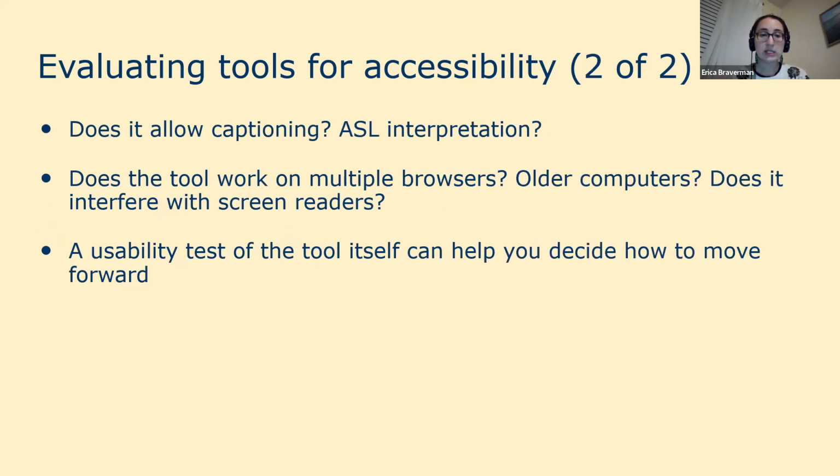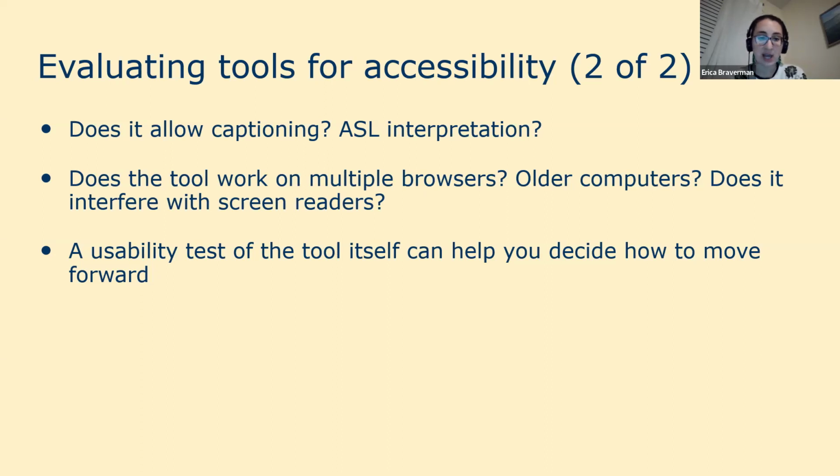Some other considerations to look at in your tool: does it allow captioning? Does it allow an ASL interpreter to join the meeting, have their video pinned so that the participant can constantly look at their screen and their signing? Does the tool work on multiple browsers if it's a web-based tool? Does it work on older computers if people don't have the latest technology? And does it interfere with screen readers?